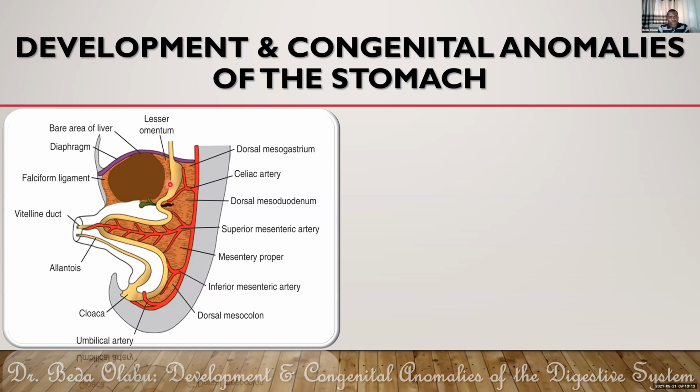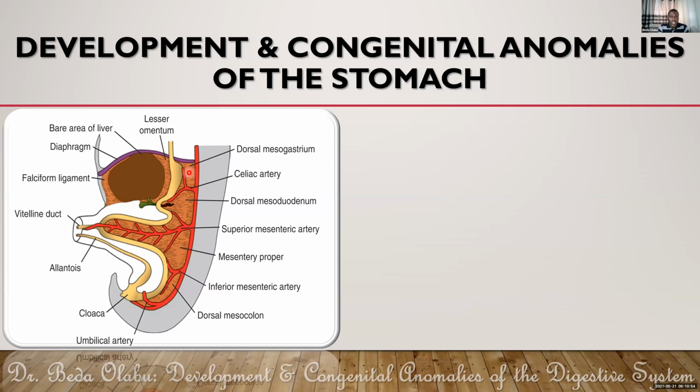I want you to know that when the stomach is developing, the stomach is suspended by mesenteries on both sides. The anterior border has a mesentery. The posterior border also has a mesentery. The mesentery in the anterior border is called the ventral mesogastrium. The mesentery in the posterior border is called the dorsal mesogastrium.